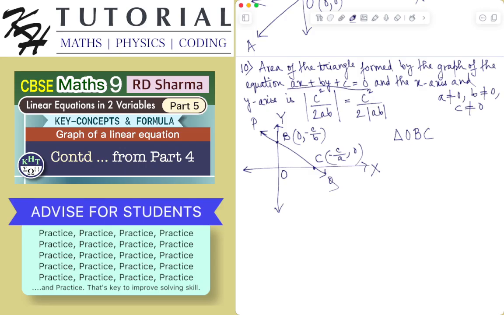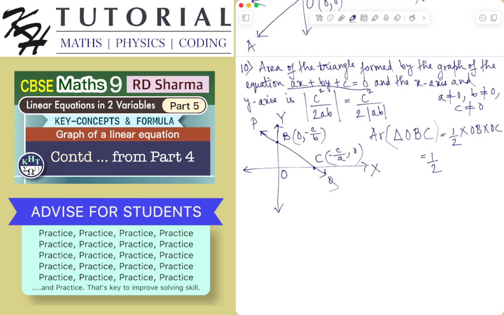So what will be the area? The area of this triangle OBC will be half into altitude, which we can consider as OB, and base, which we can consider as OC. Now what is OB? That is the length of OB. You can see from the coordinate of the point B, we can easily find what will be OB.